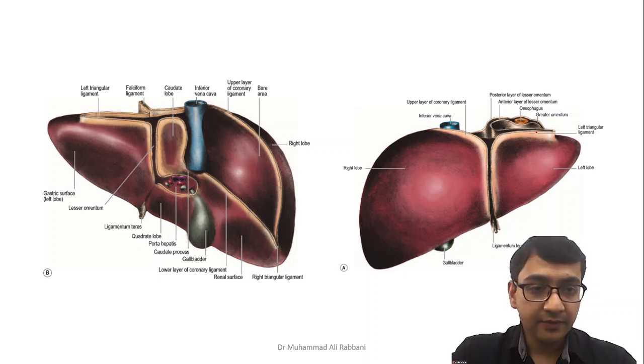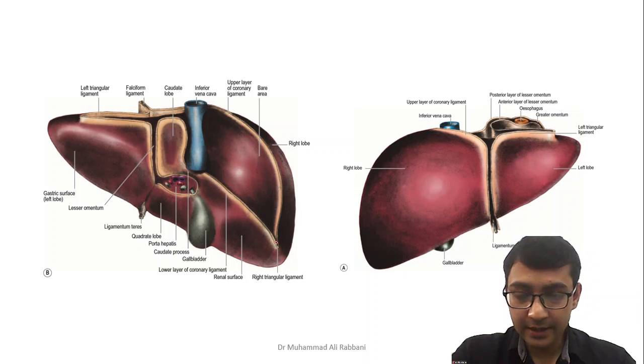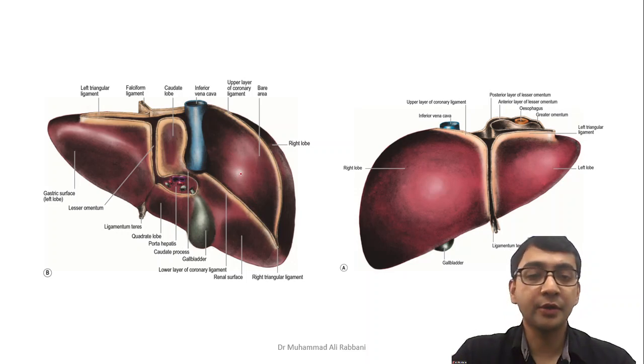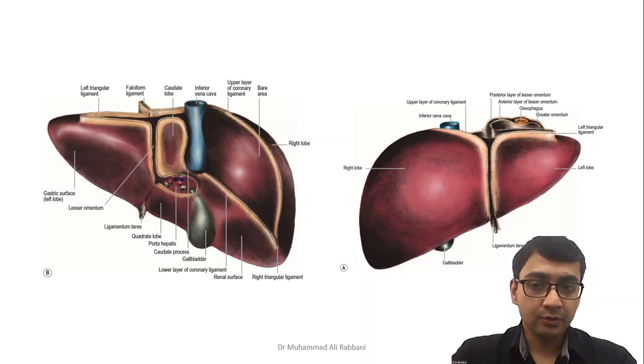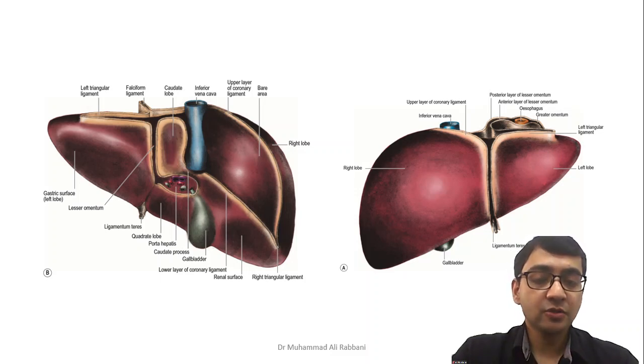Here there is the left triangular ligament, here is the right triangular ligament, here are the coronary ligaments that join the liver to the undersurface of the diaphragm. They give support to the liver. Then here is the lesser omentum that connects to the stomach. Here is the porta hepatis that is contained by this. So, I am just talking about the different ligaments: falciform, triangular, coronary ligaments.